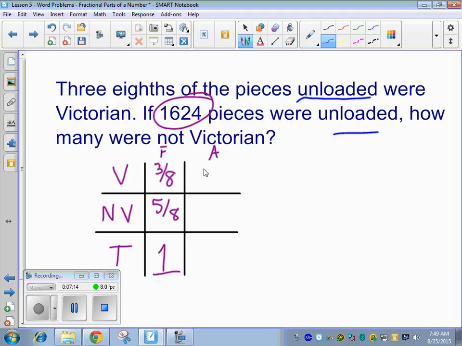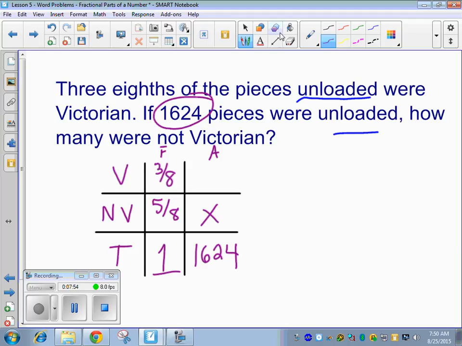You think it goes in the 3/8? Anybody know why that's not true? Anyways, you guys, it's not going to be here because it says 3/8 of the pieces unloaded were Victorian. How many were not Victorian? Actually, maybe it is going to be there. What do you guys think? Yeah. Yes. Good. Because that's just talking about the total number. How many were not Victorian? Well, now I want to know how many were not Victorian. That x goes there. Okay.